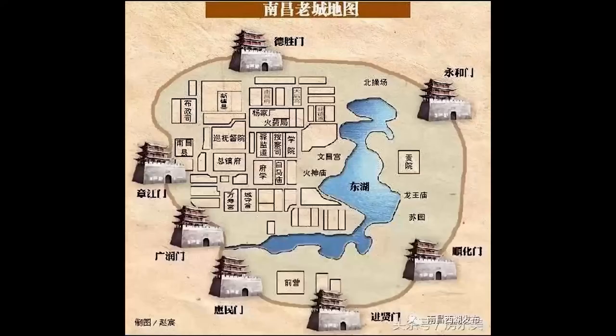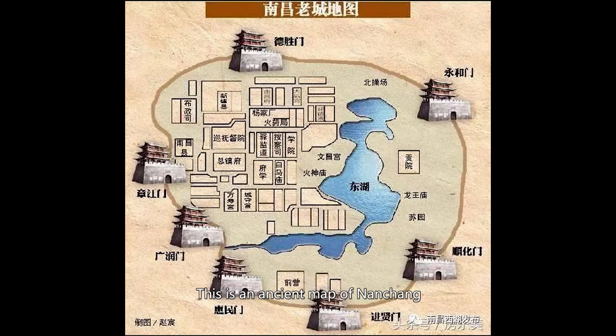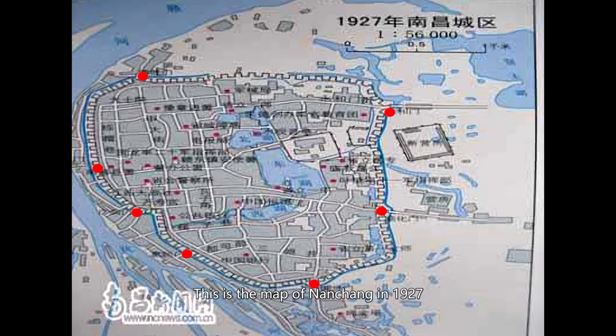This is an ancient map of Nanchang. There are 7 gates on the map. Guangrun Gate is the one here. This is a map of Nanchang in 1927. We used to have city walls, but it was demolished this year. The city gates were also destroyed.